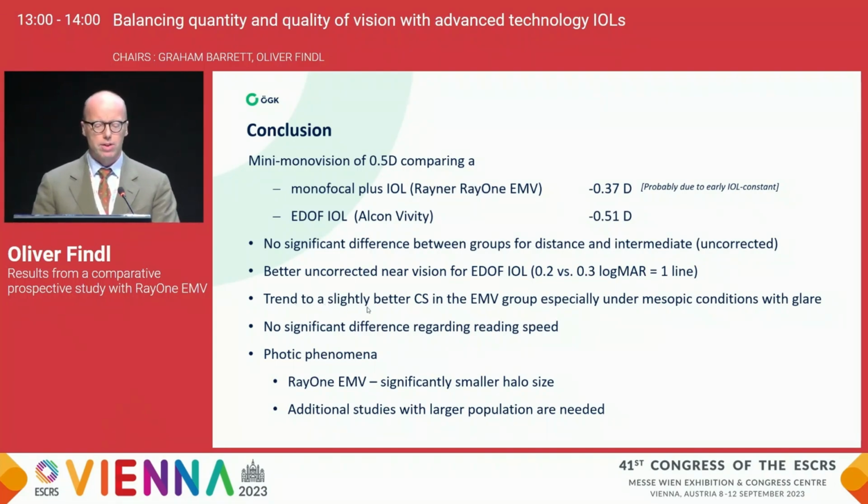There's a trend for slightly better contrast sensitivity with the EMV group, especially under mesopic conditions with glare, as you saw in the one graph. We didn't see a significant difference regarding reading speed. This is actually for intermediate, I'm sorry. We did see a difference regarding reading speed for near. For the photic phenomena, the EMV had a smaller halo size.